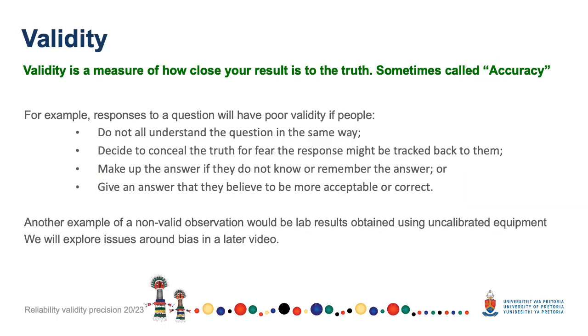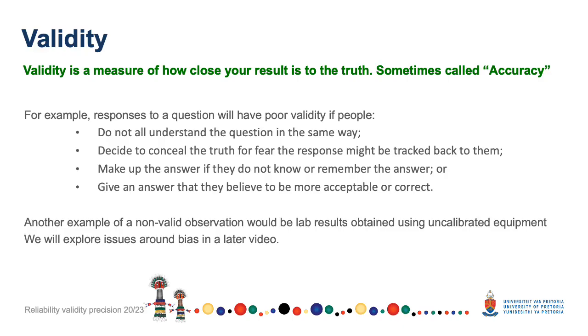The next concept is the concept of validity. Validity is a measure of how close your results or findings are to the truth. It's also sometimes called accuracy. For example, if you ask people in a questionnaire to answer certain questions and all the people don't understand the question in the same way, it's a bit ambiguous, you may not get a valid response in some cases.